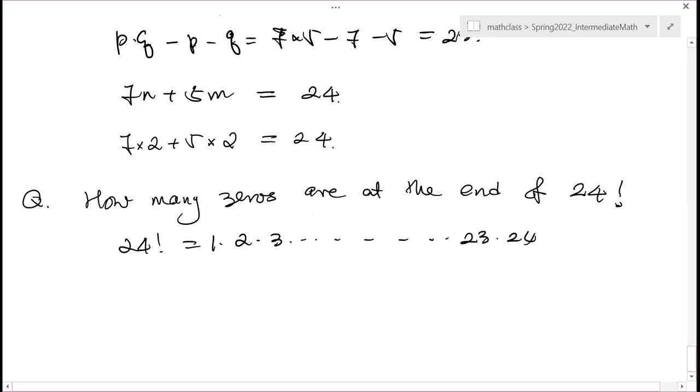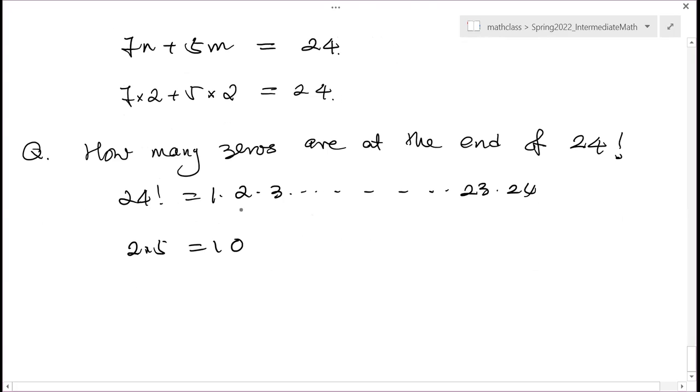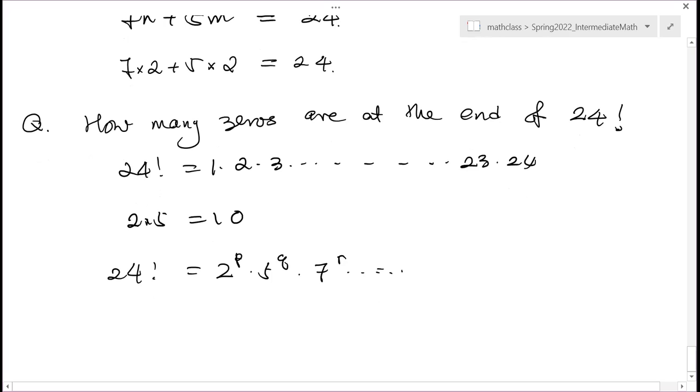Okay, let me finish that. In order to get 0 at the end, the key point is 2 times 5 is 10. Only 2 times 5 gives you 10, so you get a 0 there. So you just need to count how many factors of 2 and 5 there are. 24 factorial is 2 to the power p, times 5 to the power q, times 7 to the power r, the prime factorization. And only these 2 factors contribute zeros at the end when you multiply this out.